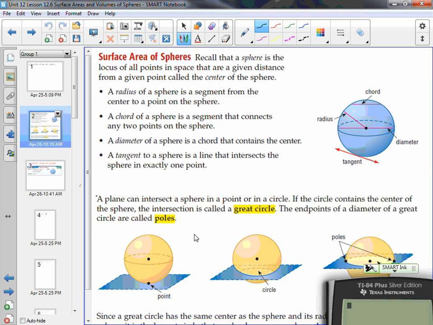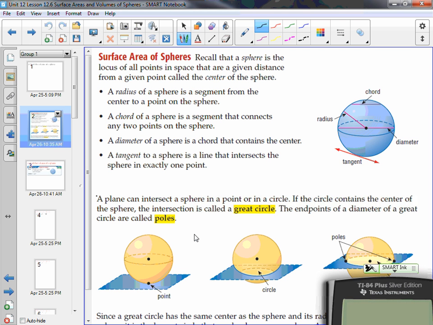A radius is a segment that connects the center of the sphere to a point on the sphere. The length of the radius is the distance all the points on the sphere are away from the center. A chord connects two points on the sphere, so a chord is a segment that's inside of the sphere. A diameter is a chord that passes through the center. And a tangent line is a line that intersects the sphere in one point only.